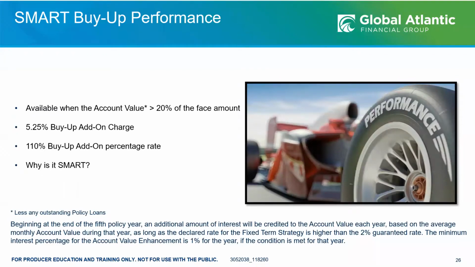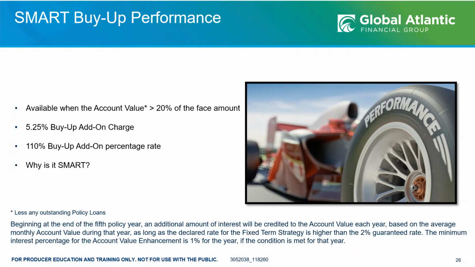Our second buy-up or multiplier strategy is our Smart Buy-Up Performance. The way that we built this one is the buy-up add-on percentage is 110%. So there's quite a bit of additional upside potential, but the charge is also much higher. It's 5.25%. Now remember, there's still the account value enhancement. The account value enhancement of 125 basis points helps to offset some of that asset-based charge.